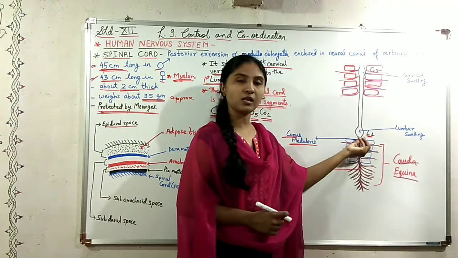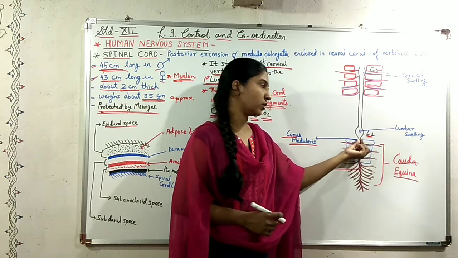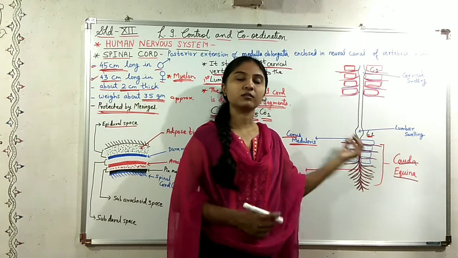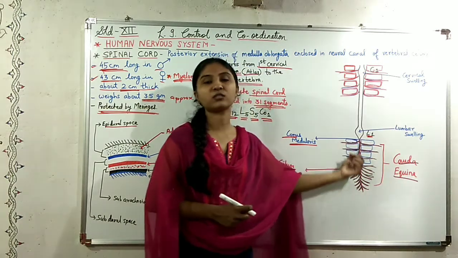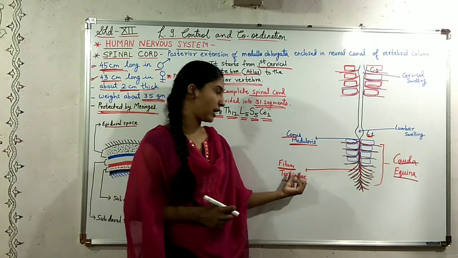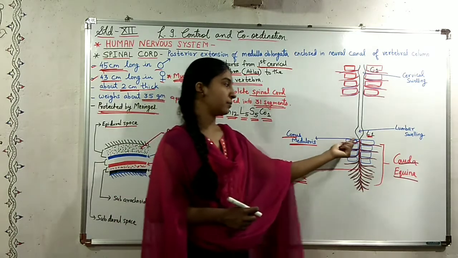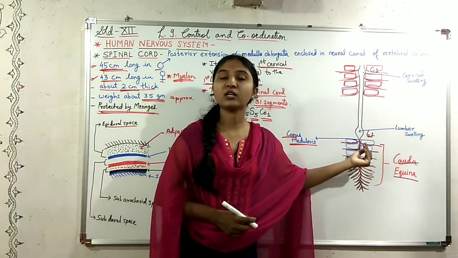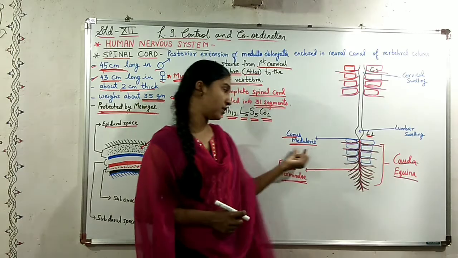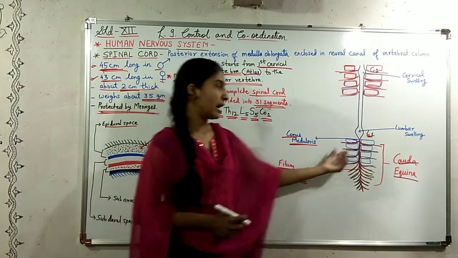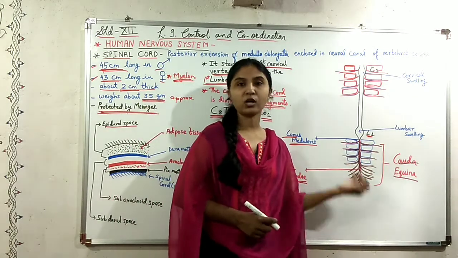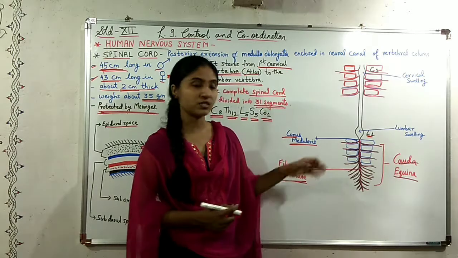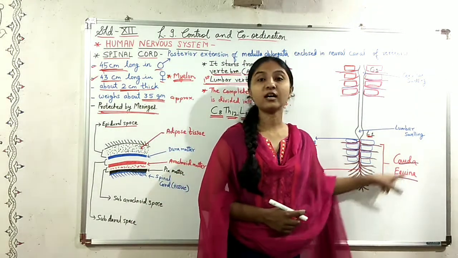And from this lumbar swelling, the spinal cord continues in a strand-like structure that is called the filum terminale. The point of the spinal cord at the first lumbar vertebra is called the conus medullaris. And the further part of the spinal cord looks like the tail of a horse. That's why it is called the cauda equina.